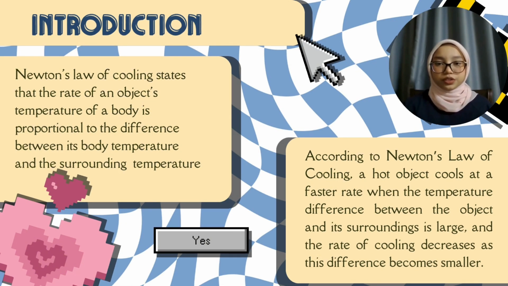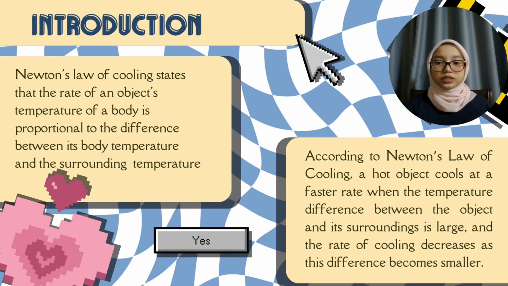Based on the video shown earlier, we can observe that a hot drink like Milo cools down faster when the surrounding temperature is lower. This phenomenon can be explained using Newton's law of cooling. Now, I will start with an introduction to this topic.